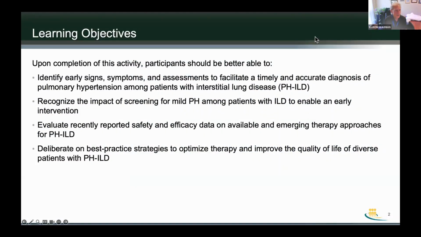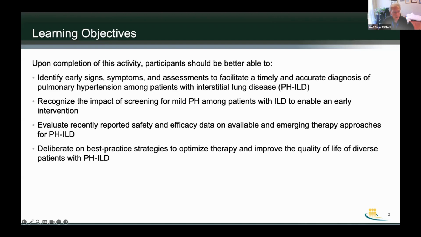These are the learning objectives today. Upon completion of this activity, you should be better able to identify early signs and symptoms and assessments to facilitate a timely and accurate diagnosis of pulmonary hypertension among those patients with interstitial lung disease. You should be able to recognize the impact of screening for mild pulmonary hypertension among patients with interstitial lung disease with the goal of enabling an early intervention.